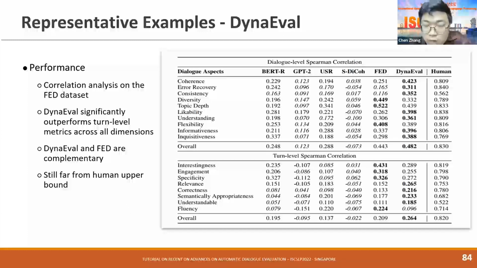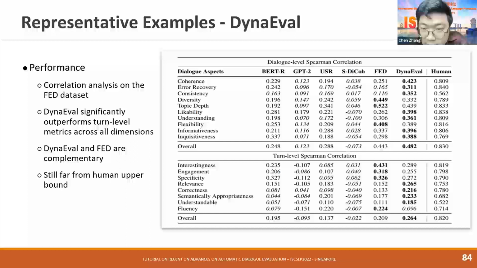Then we look at the correlation of dialogue eval, compared to FED, which we introduced previously. In terms of dialogue-level coherence, it performs significantly better, as well as on overall quality. Based on the result, we can also see that dialogue eval and FED are complementary to each other, because FED is specifically tailored, with a different set of follow-up utterances for different aspects, so they can capture different qualities.